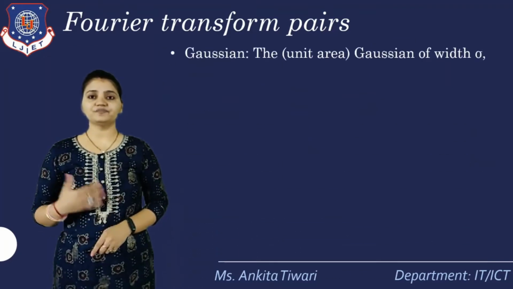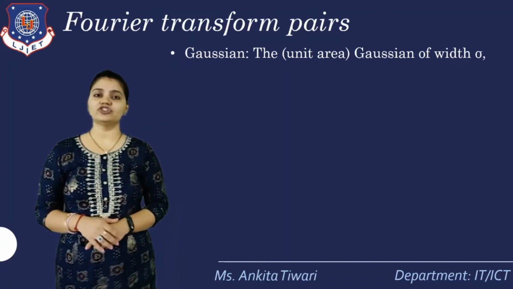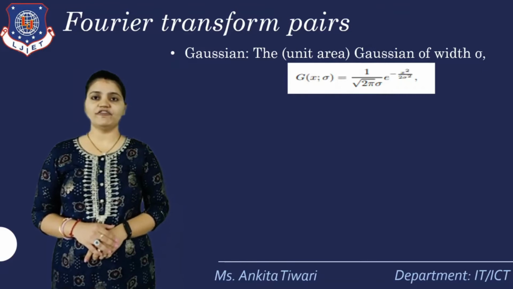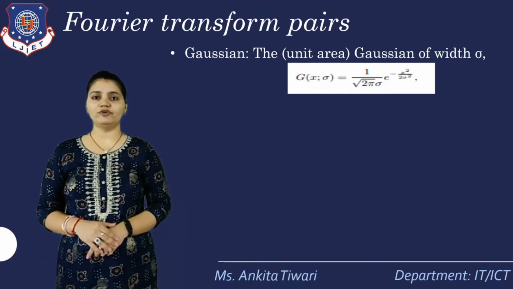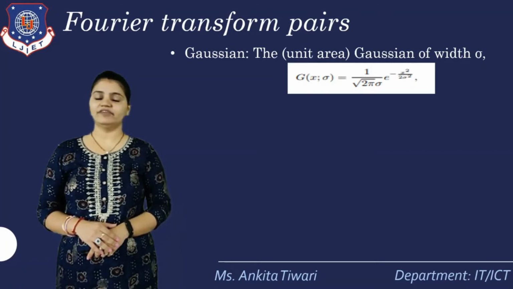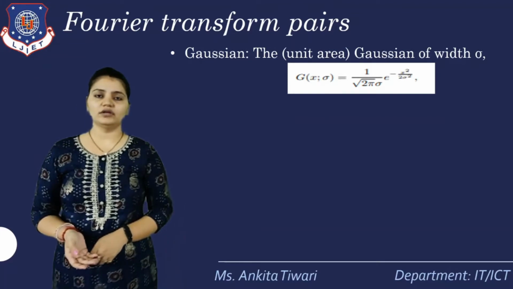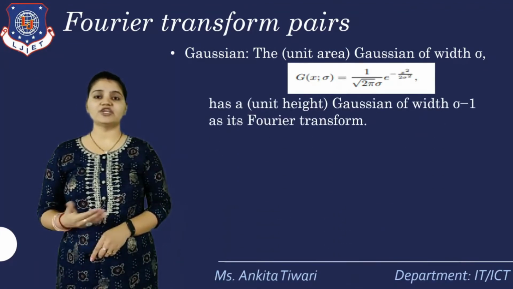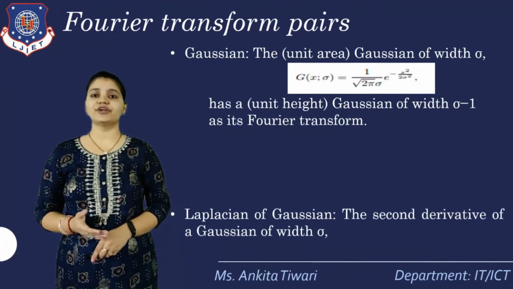Then we have the Gaussian. The Gaussian has unit area, that is Gaussian of width tau. We can define it with the function g of x, tau, which equals 1 by under root of 2 pi tau, times e raised to minus x square upon 2 tau square. Now with respect to that, it has a unit height Gaussian of width tau raised to minus 1 as its Fourier transform.